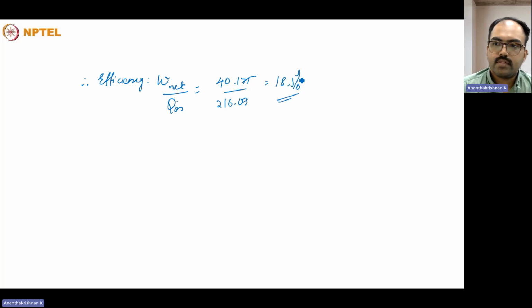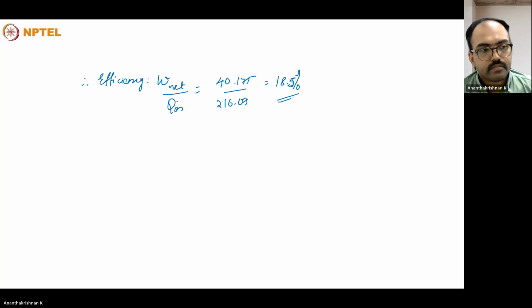Efficiency is straightforward. That is net work divided by heat input. That is 40.175 divided by 216.07, which is 18.5%. If you compare this to other cycles like the Otto and the Diesel cycle, this efficiency is very low. But it operates at a higher temperature.